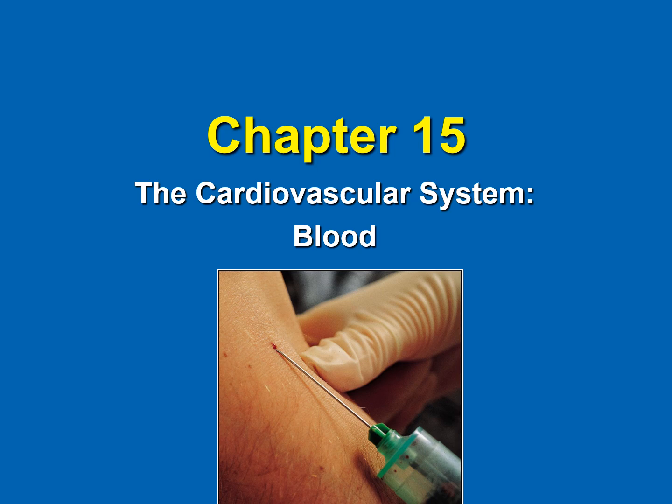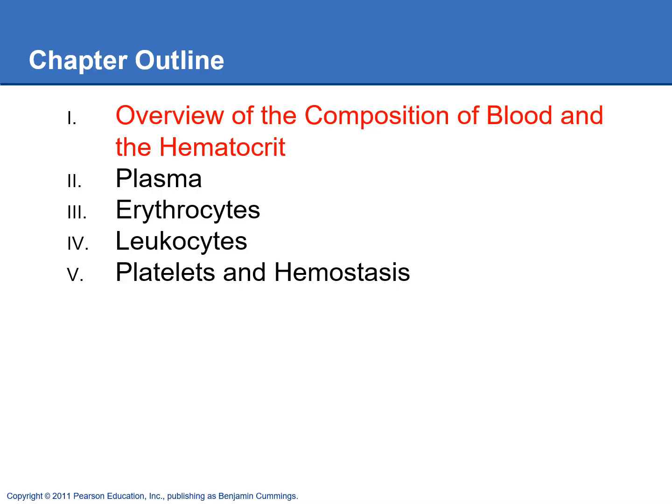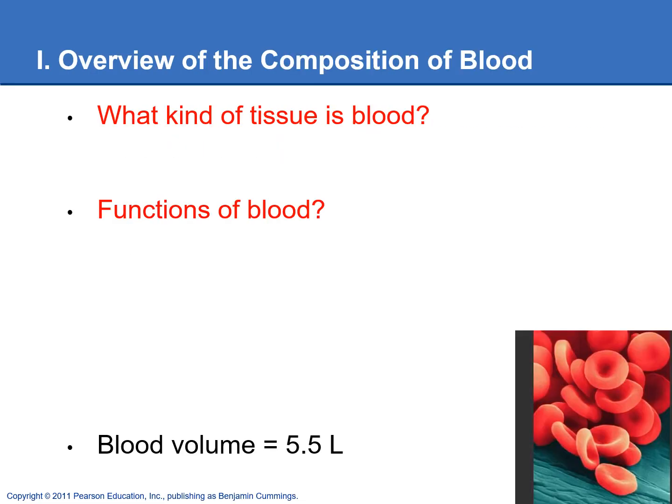In Chapter 15, we're going to take a look at the blood. This is the last part of the cardiovascular system since we've already looked at the heart and the blood vessels. So what kind of tissue is blood? Remember that blood is connective tissue, and that's because it's going to connect the different parts of the body as it's transported around through the blood vessels.